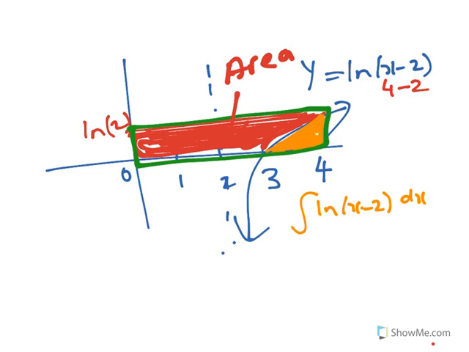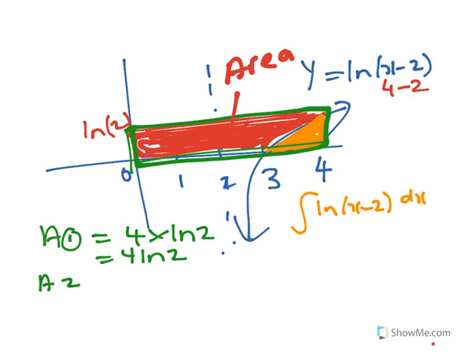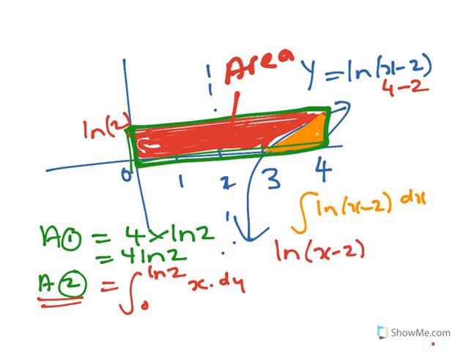Okay, so let's go. The area of the rectangle, we'll call that area 1, would be 4, because that's the width, times the height, ln 2. So that's 4 ln 2. And area 2, I'm going to make that the red one, that area would be the integral from 0 to ln 2 of x dy. But I need to get x in terms of y. So I need to go to my ln function, which is ln of x minus 2 equals y, and make it log e of x minus 2 equals y.